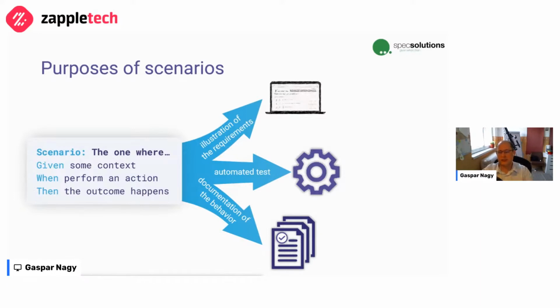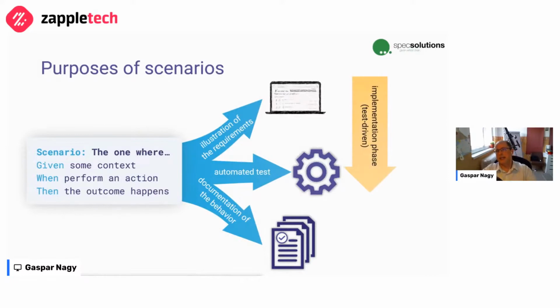But we still need some sort of documentation of preserving what we agreed to and what we have achieved. So that's the three purposes that the BDD scenario is basically solving. It's an illustration for a requirement, it's an automated test, and it's a documentation of the behavior. Of course, you don't need all three purposes at the same time.